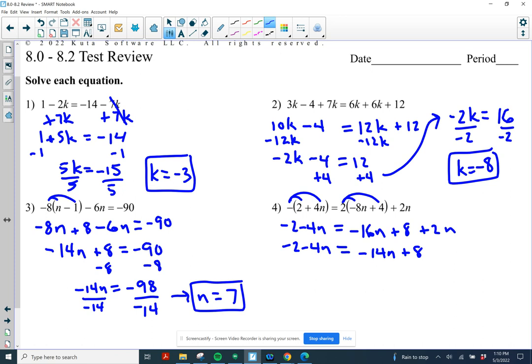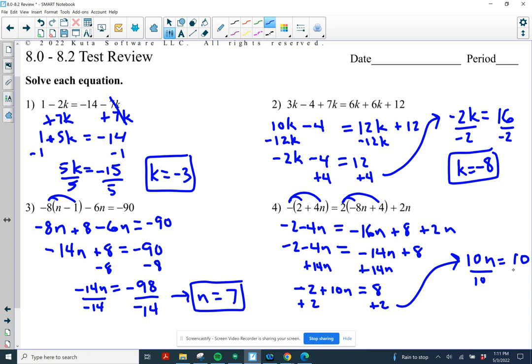Now I'm going to move terms so that the variables are on the same side. So I'm going to add a 14n to both sides. Negative 2 plus 10n equals 8. We're going to add 2 to both sides. I'm going to come over here where I have a little more room. 10n equals 10. Divide both sides by 10. n equals 1. And that is the end of the first section.